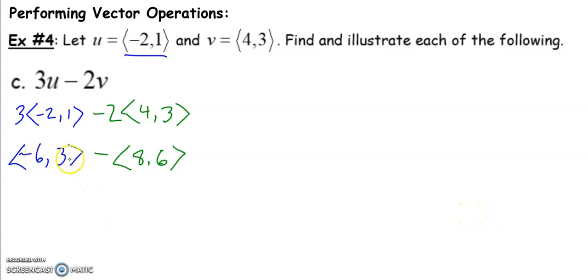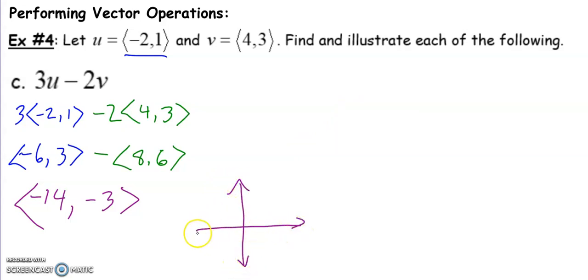So when we did negative, we're going to do negative 6 minus 8. That'll give me negative 14. And then I'm going to do 3 minus 6, which is negative 3. Boom. Alrighty, so you can, of course, draw an illustration of that. So if we've got our grid, we're going to go 14 to the left, but only 3 down. And that was the sum of those two vectors.